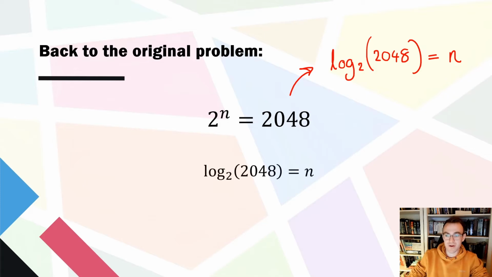But what should happen here is we should get the value 11 out, which tells us that 2 to the 11 is going to give us 2048.